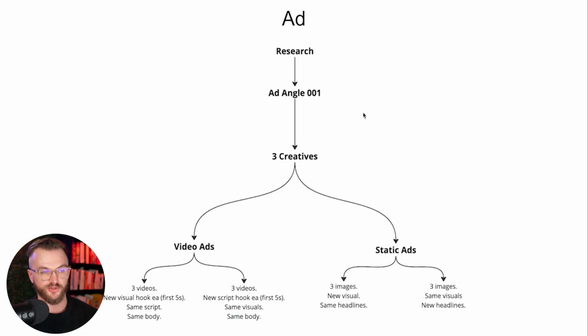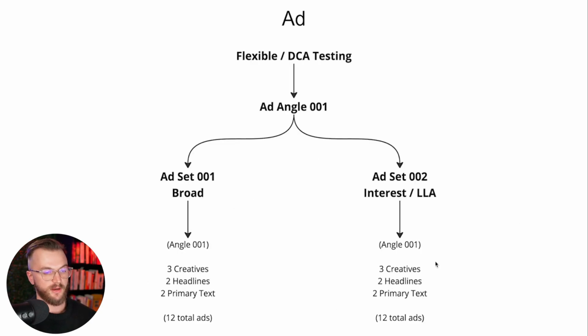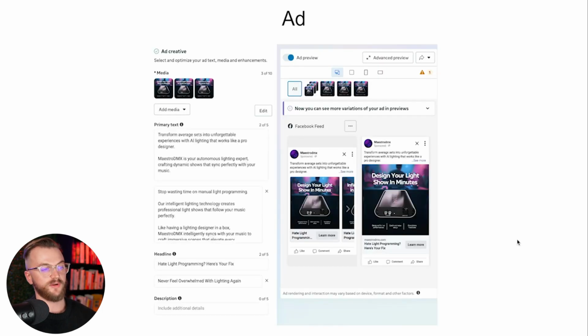We have our ad angle 001, which consists of 3 creative, right? Either these formats right here. So you can either have any of these 4, right? So 3 images with the same visual, new headline, 3 images with a new visual, or videos with a new first visual 5-second hook or new script hook, right? And so this is how we're setting that up. Again, 3, 2, 2, and this is what that looks like, right?